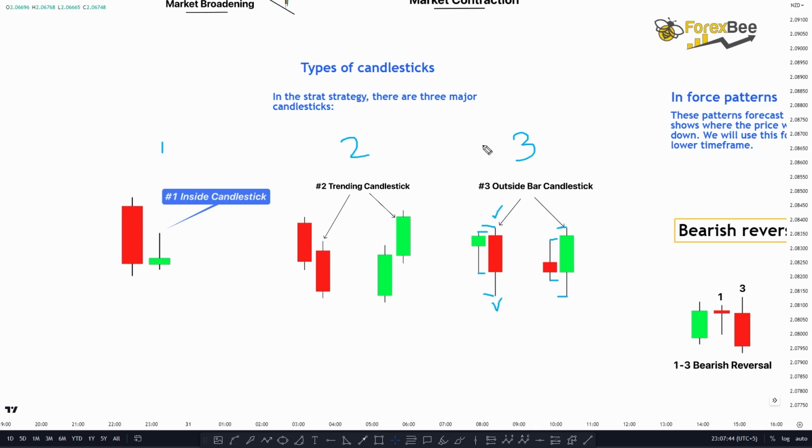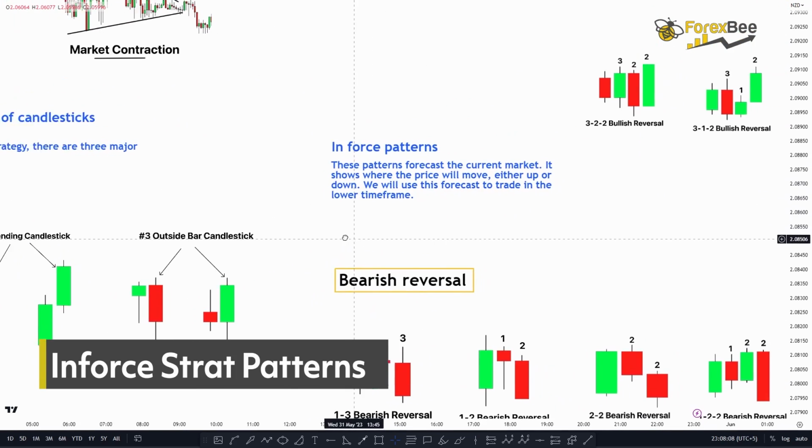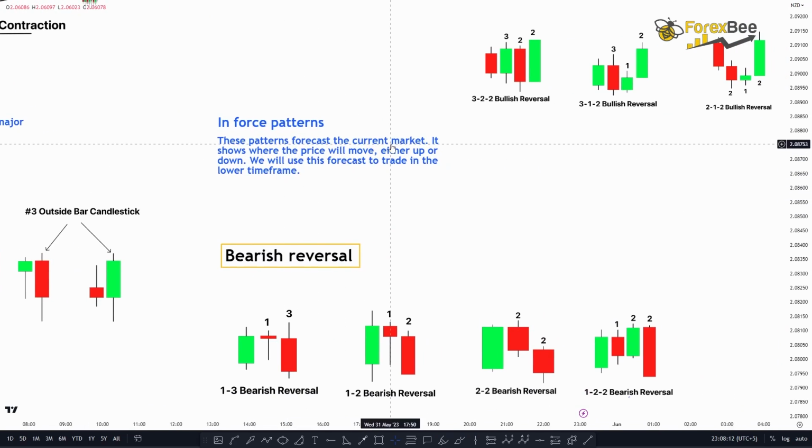And now by combining these different candlestick patterns, we'll be making the strat patterns as you'll see now. There are two types of strat patterns. The first one is in-force patterns, and these patterns forecast the current market. It shows us where the price will move, either up or down. So we will use these in-force patterns to forecast the trade in the lower time frame.